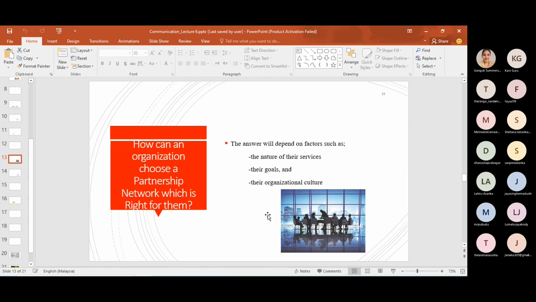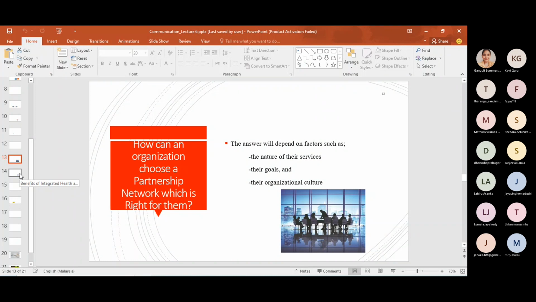Okay, and then you have to study your goals. What are the objectives that you have in your organization? What are the goals that you have? And then you have to study your organizational culture as well. Yeah, so you need to study these factors to select the partnership working model that suits you.